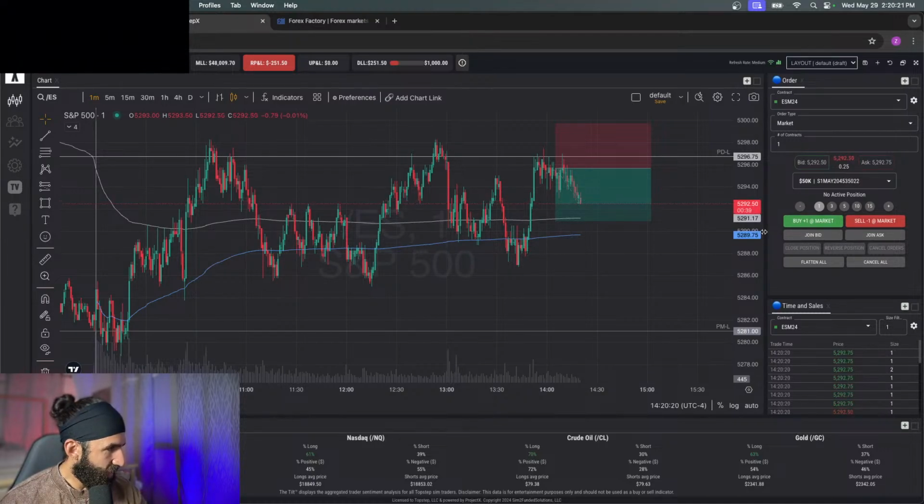NVIDIA all-time high here again. Wow. What's NQ looking like?